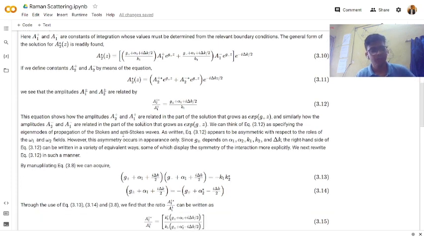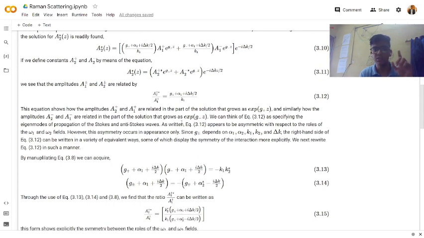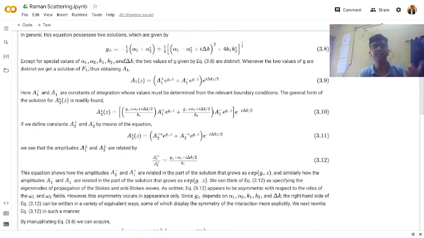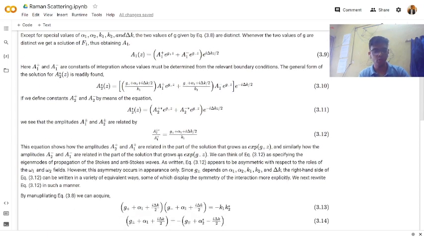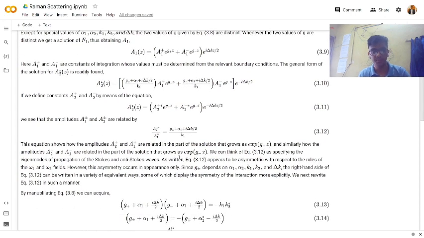Here, if we see this expression carefully, we would not suspect that it has any symmetry. But it does, because g, as I mentioned earlier, is dependent on alpha 1, alpha 2, k1, k2, and delta k. So g plus minus can be written in terms of these variables. Here we have not written that. So there are multiple ways to write this ratio. So let us do that first.